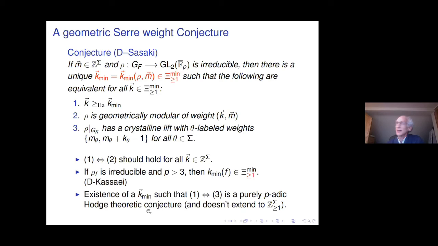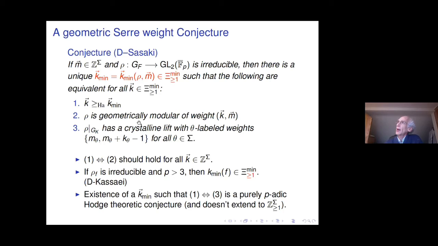And in fact, as I was saying before, this doesn't extend to the set of all positive weights or even to the positive algebraic weights. Okay, so this conjecturally relates geometric modularity to crystalline liftability with the corresponding weights.